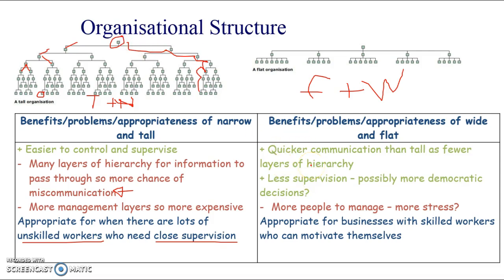However, benefits of a flat and wide span of control: quicker communication than tall, as in fewer layers of hierarchy, less chance of miscommunication as well, less supervision needed, so possibly more democratic decision making happening. Possibly it could be quite motivational as well. These people at the bottom maybe get more time or more ability to go and speak to the person at the top as well if they want to. They might feel more involved in decisions.